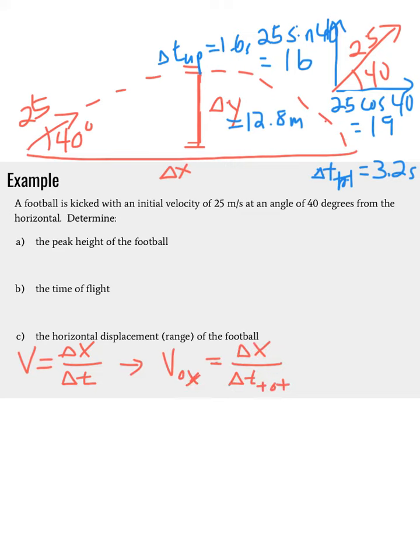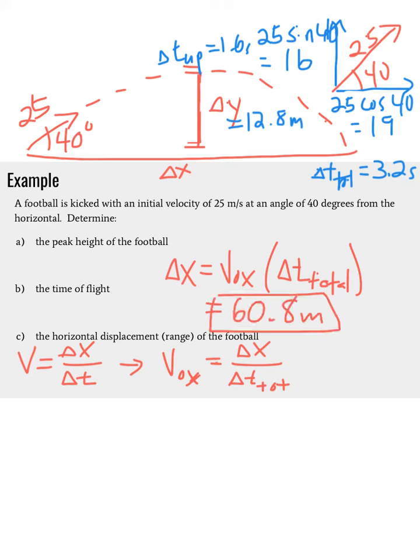All right, so now if I rearrange, I get this equation that the displacement is equal to the initial x velocity times the total time. And that gives me a total of 60.8 meters.